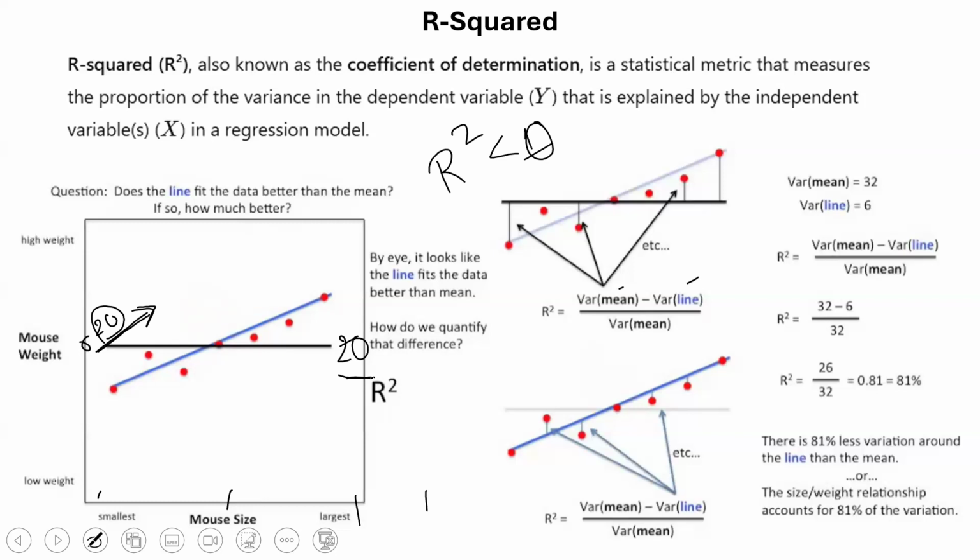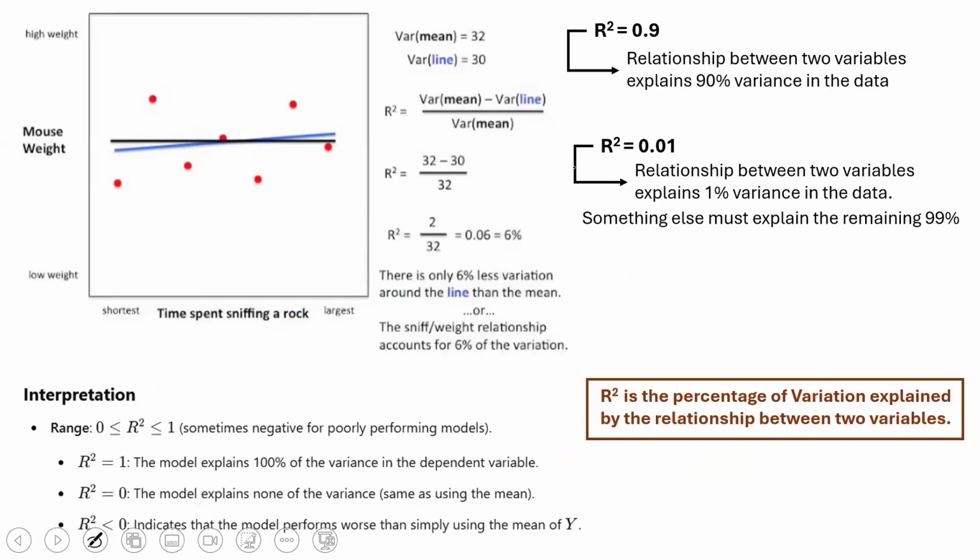Now if you look at this, the mean is the worst case. If there is something which is behaving much worse than the mean, only in that case will we get R square less than 0, the negative values. But in the real world, it doesn't really happen. So the range of R square will always be between 0 and 1. So that is what R square means. R square is nothing but how much of the variance in the dependent variable is explained by the independent variable.